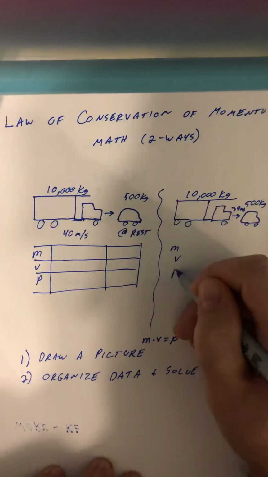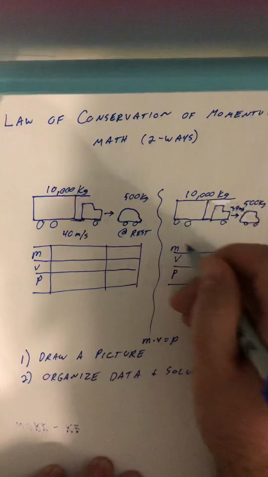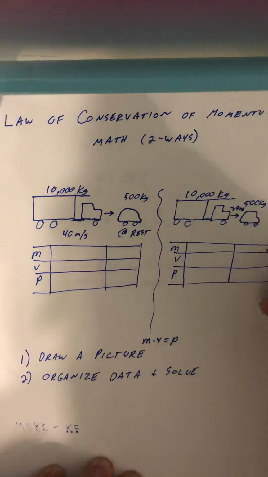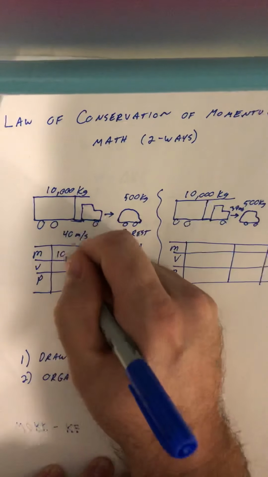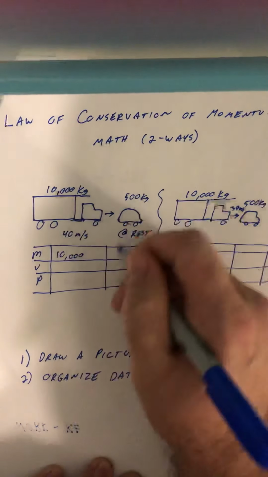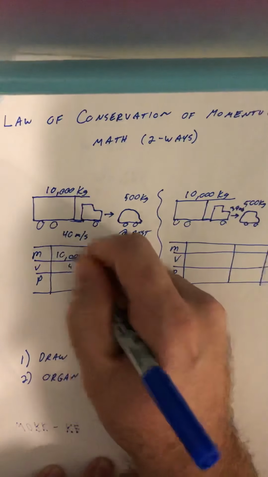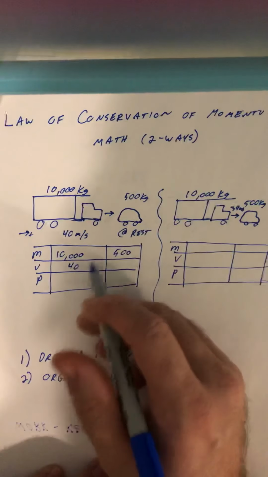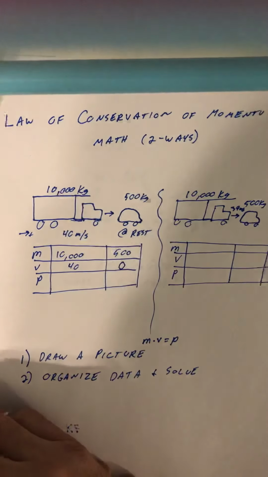So this takes a little bit longer to set up, but if you know how to use this chart, it actually does save you a lot of time in solving these problems. So my mass for my dump truck is 10,500. My velocity was 40, and I'm going to say to the right is positive because that's the direction everything's going here. At rest means 0 velocity.